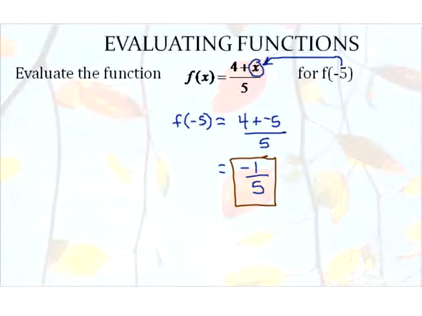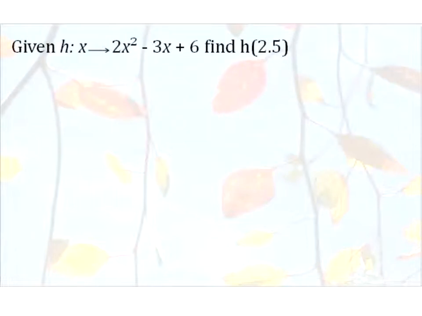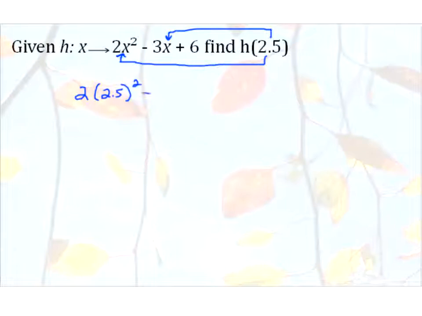And then moving on here, let's look at a different notation. h of x is mapped to 2x squared minus 3x plus 6. Again, we're taking 2.5 and replacing the x in the equation, h of x. So what we will have is 2 times 2.5 squared minus 3 times 2.5 plus 6.